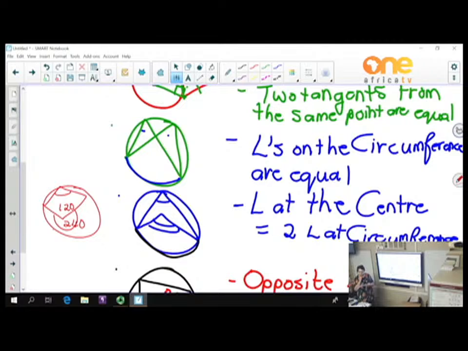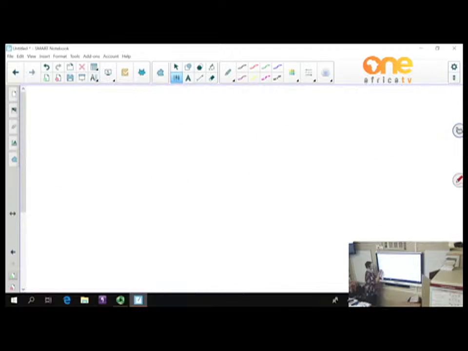So what is the size of the angle at O? We first have to find that angle at the center. Can you see? Because that's the only way that you will be able to find the other one, if you first find the angle at the center. This is what we're looking at. So there is the circle, and this angle here is 66 degrees.